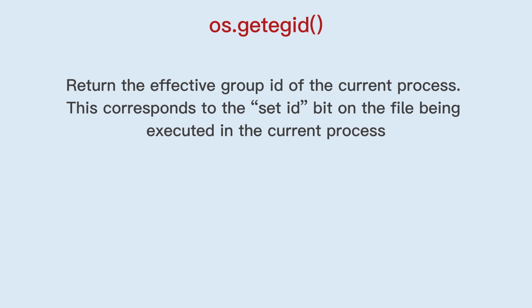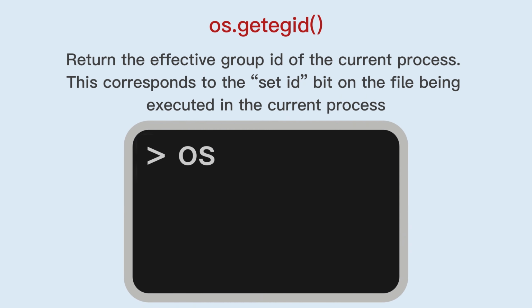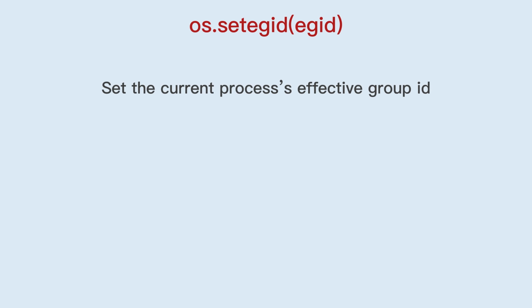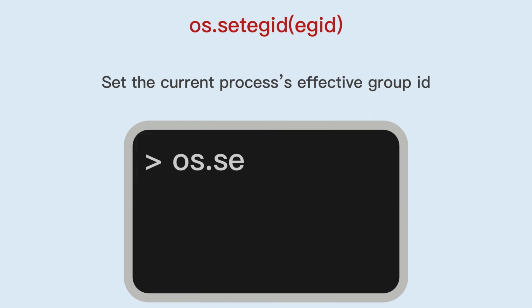os.getegid: return the effective group id of the current process. This corresponds to the set-group-id bit on the file being executed in the current process. os.setegid: set the current process's effective group id.